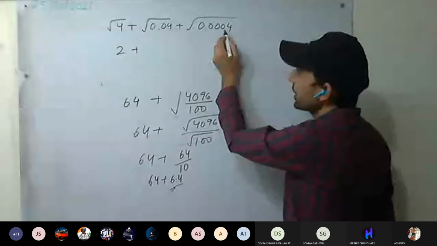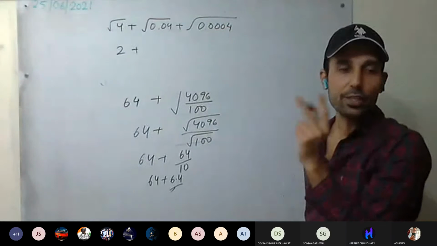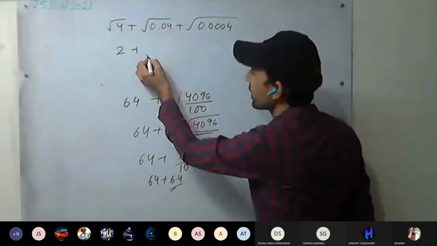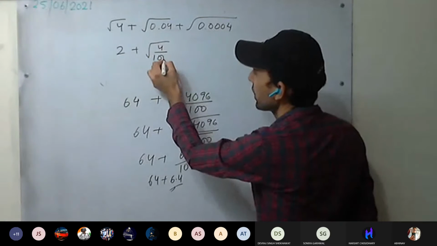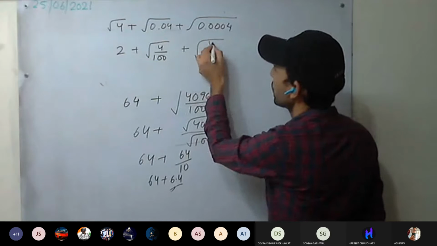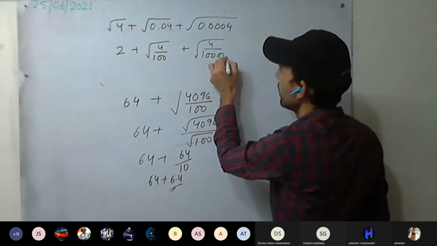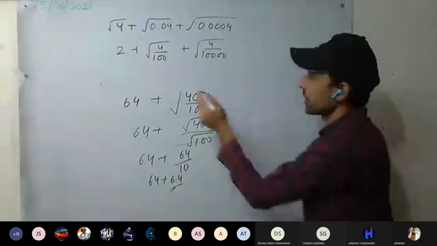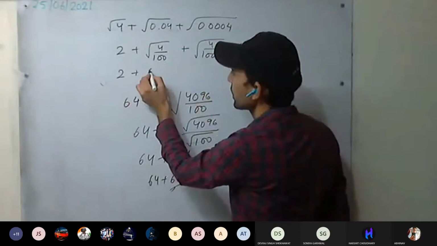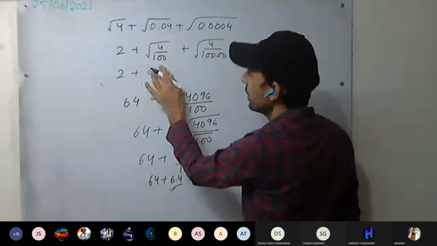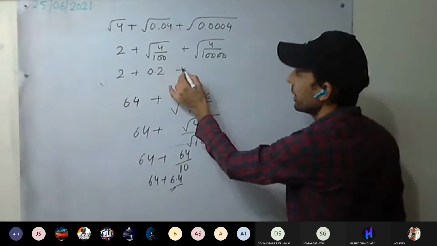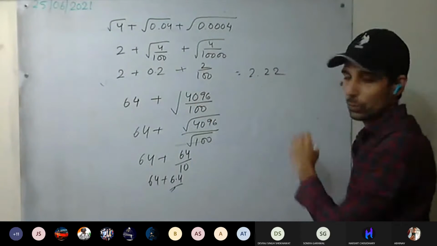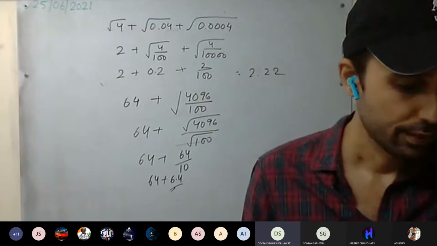If 4 decimal places are there, root we are taking only 2 decimal places we'll have. Or if you want to do it a little bit, you can do it like this as well. Root of 4 divided by root of 10000. So from 4 decimal places, in answer there will be 2 decimal places. 2 plus 0.2 plus 0.02, so answer will be 2.22. Understood this one?